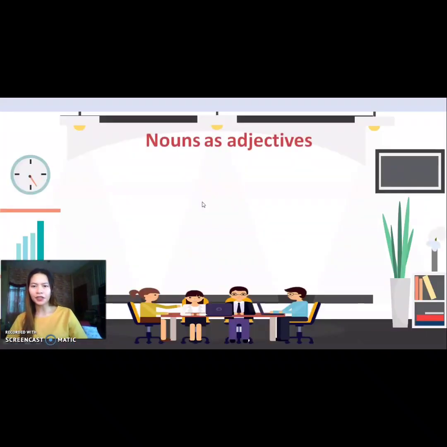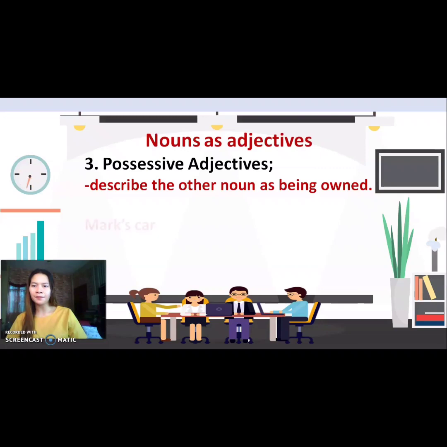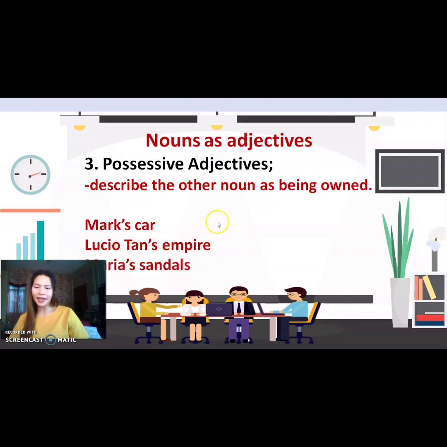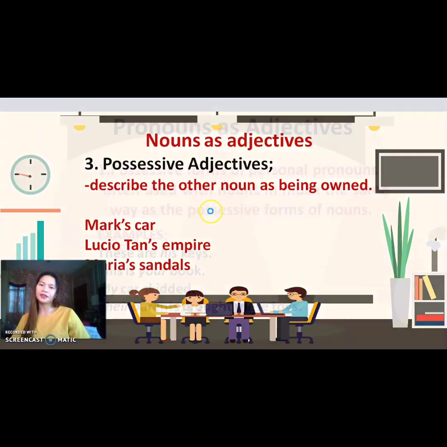Let us proceed to the nouns as adjectives. So possessive adjectives describe the other noun as being owned. So we have here Mark's car. So there's an ownership on this. Lucio Tan's empire. And Maria's sandals. So this is what we call the possessive adjective. There is an ownership of a particular thing.